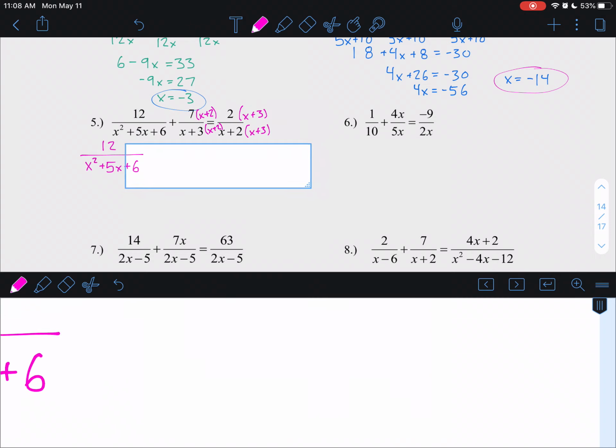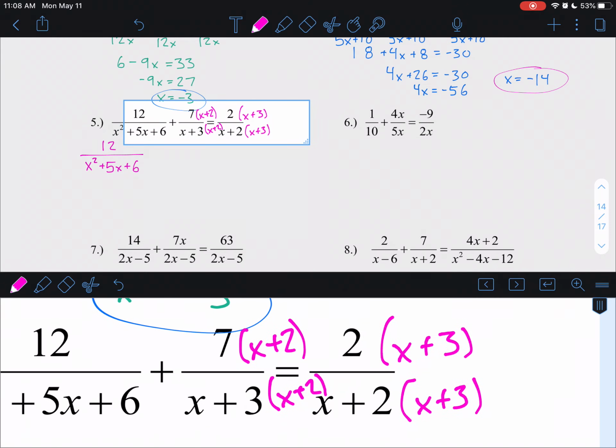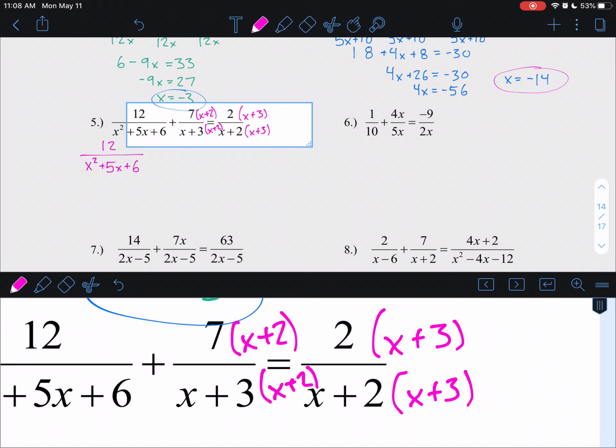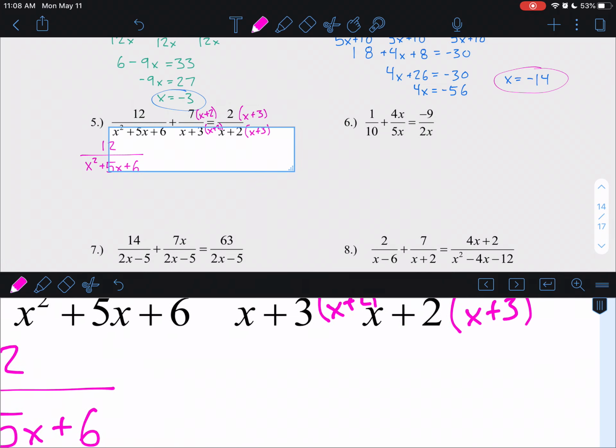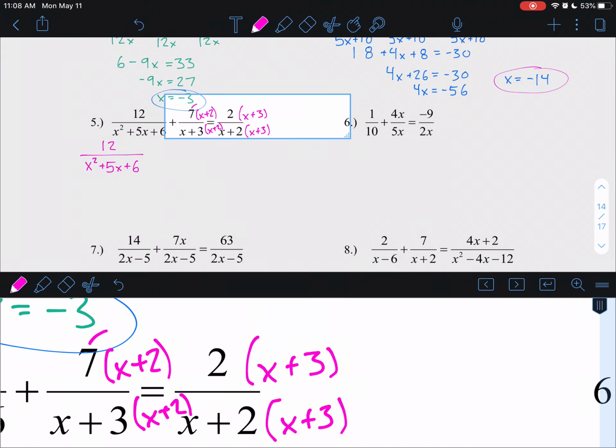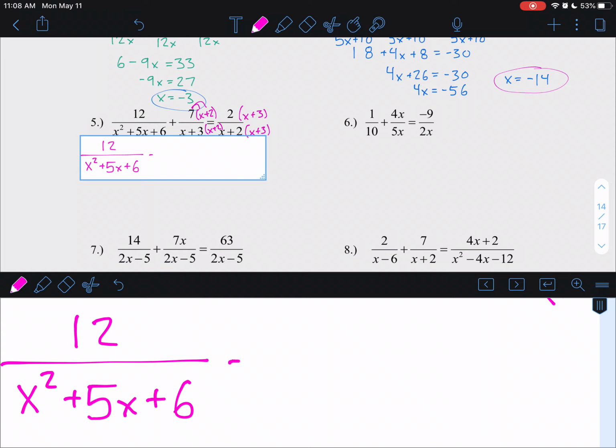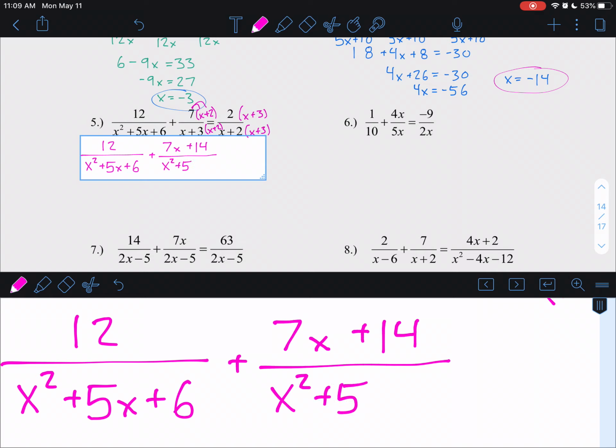Okay, so we will figure that out. I already know what my denominator is going to be. It's going to be this x squared plus 5x plus 6. And then I just need to distribute these. So I got 7 times x and then 7 times 2. So plus 7x, and 7 times 2 is 14, over that x squared plus 5x plus 6.